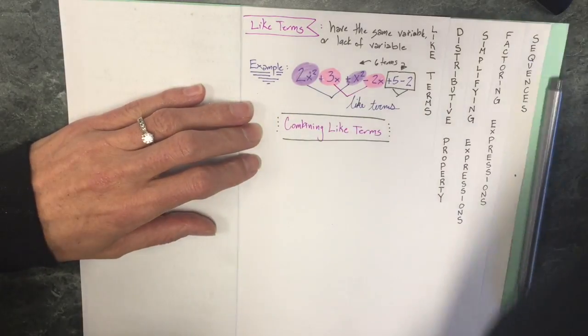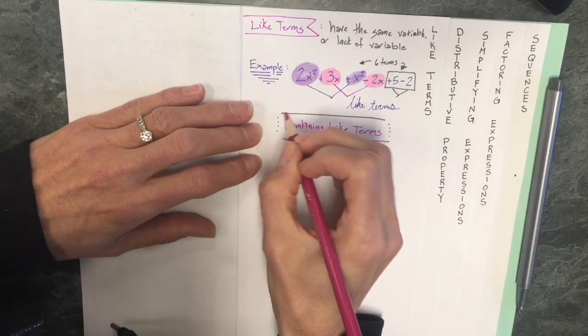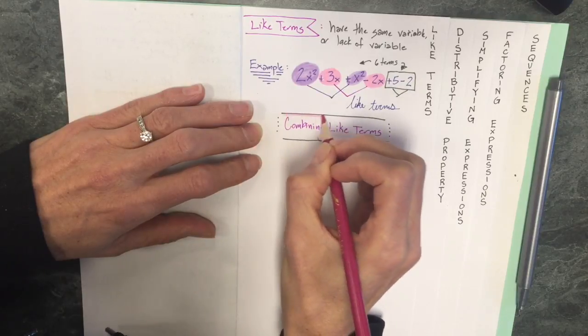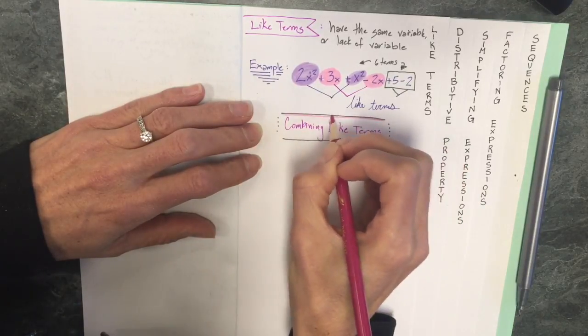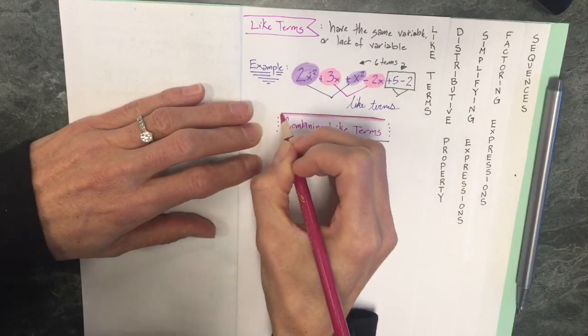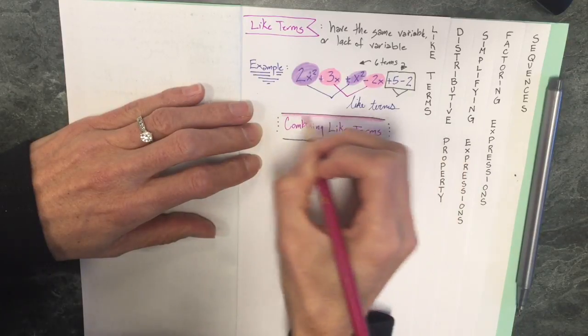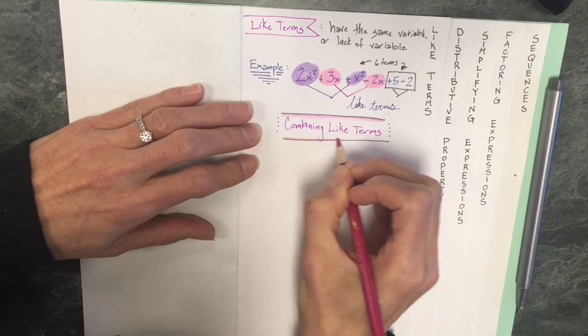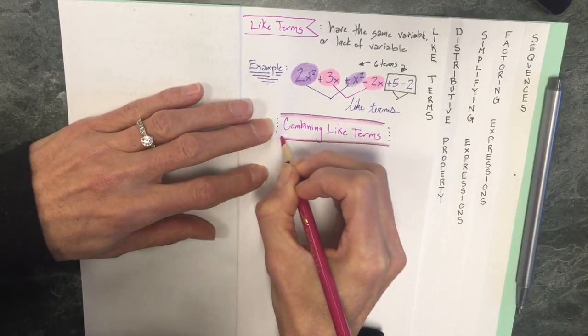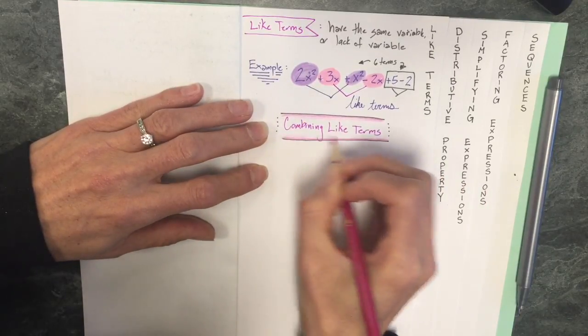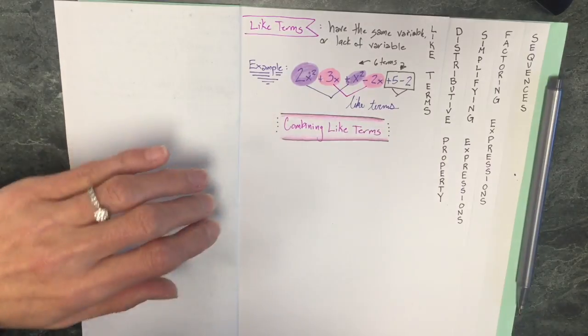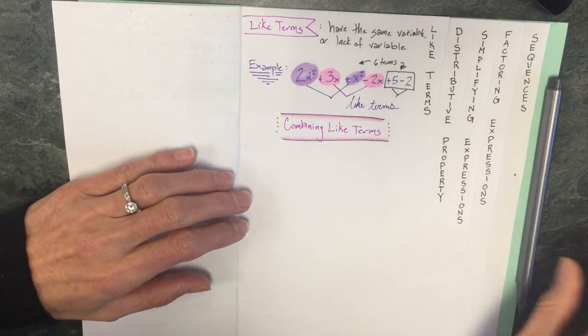Make it look special. You're gonna have to do this a lot. When you come in next time to class, we're gonna be practicing a lot of combining like terms. It's a skill that you're gonna be using in math for years and years and years. So you're gonna get real good at it this year. Combining like terms.